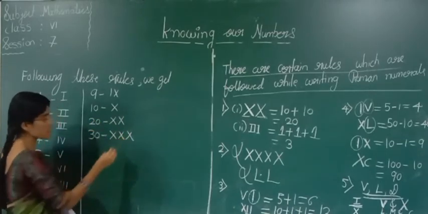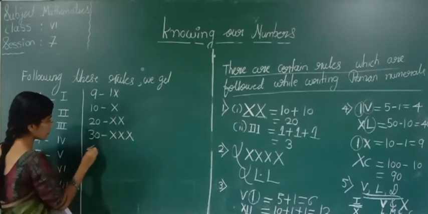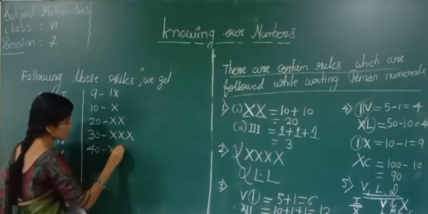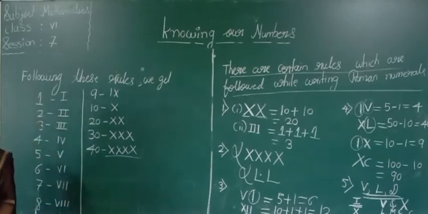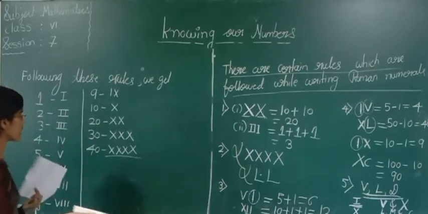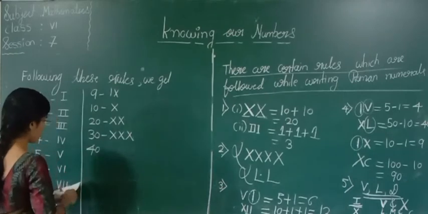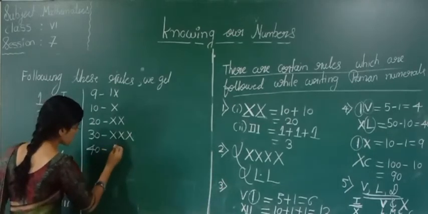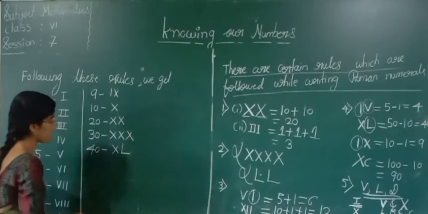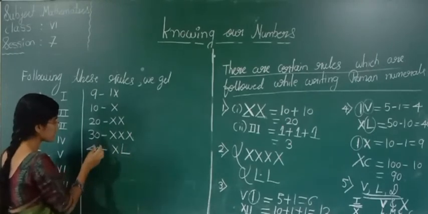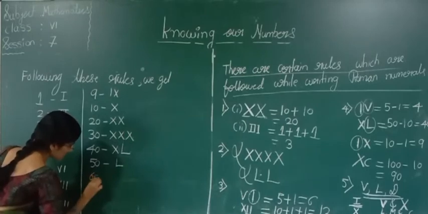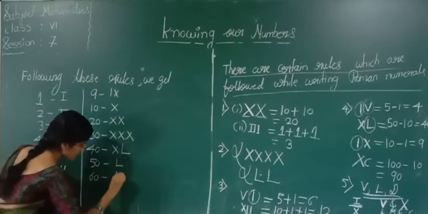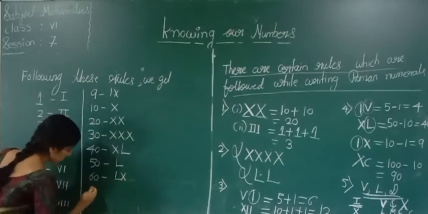The symbol is not repeated more than 3 times, right? 40 we can't write like this. This is wrong because the second rule tells us that a symbol cannot be repeated more than 3 times, right? 40 we will write it as XL. L is 50, 50 minus 10 is 40. 50 it is L. 60, 50 plus 10, LX.